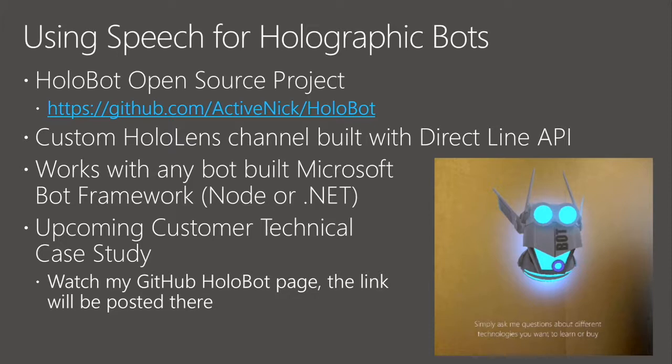So this is a full project. It's open source. And the cool thing is it can work with any bot. So if you go build a bot yourself with the Bot Framework SDK in C# or in Node, you just need to turn on the Direct Line channel. The moment you do this, it's just going to give you a secret key. You're going to fork my project. You're going to replace my key with yours. And then, boom, Holobot will now talk to your bot.